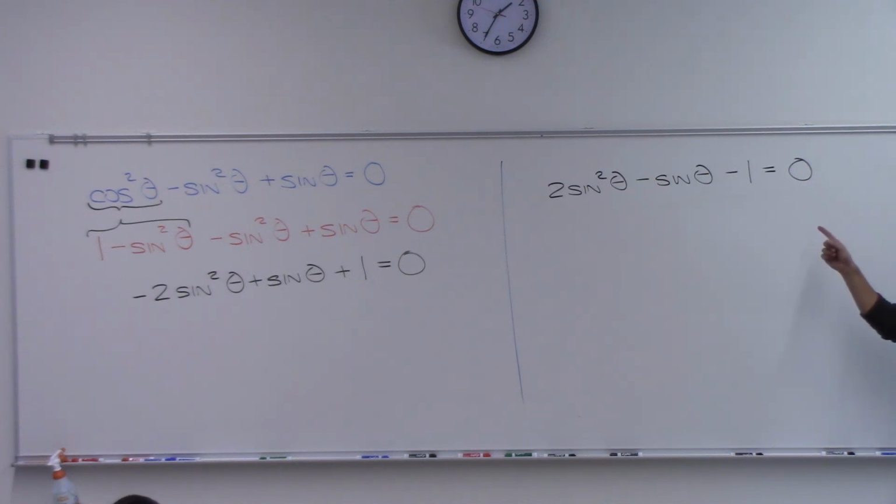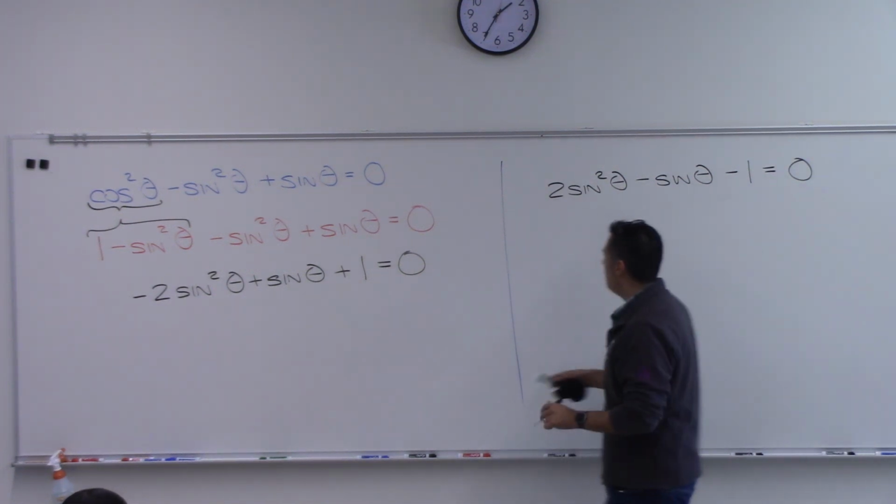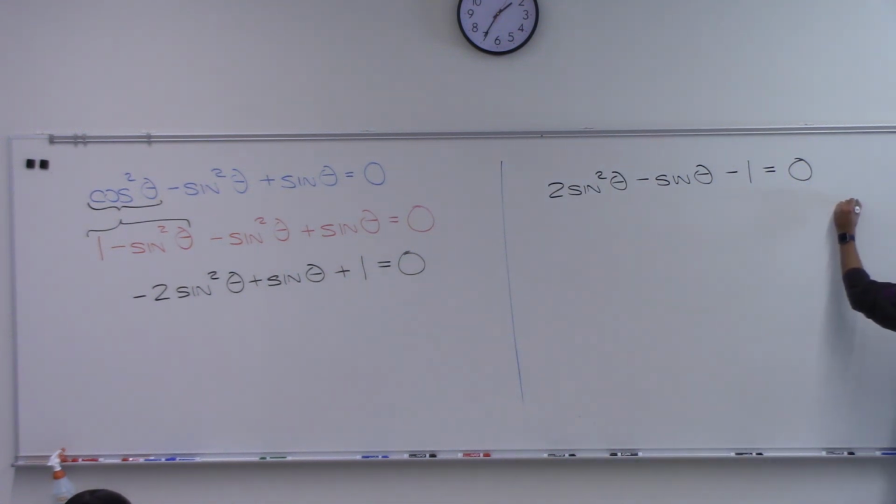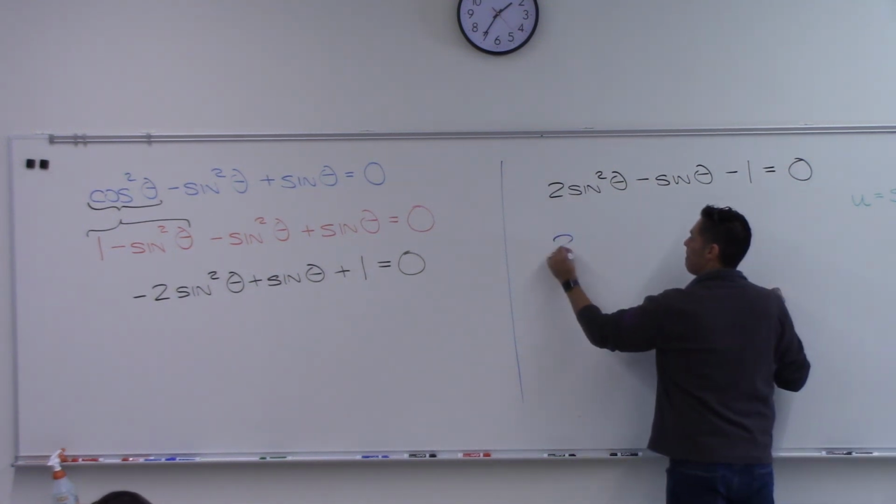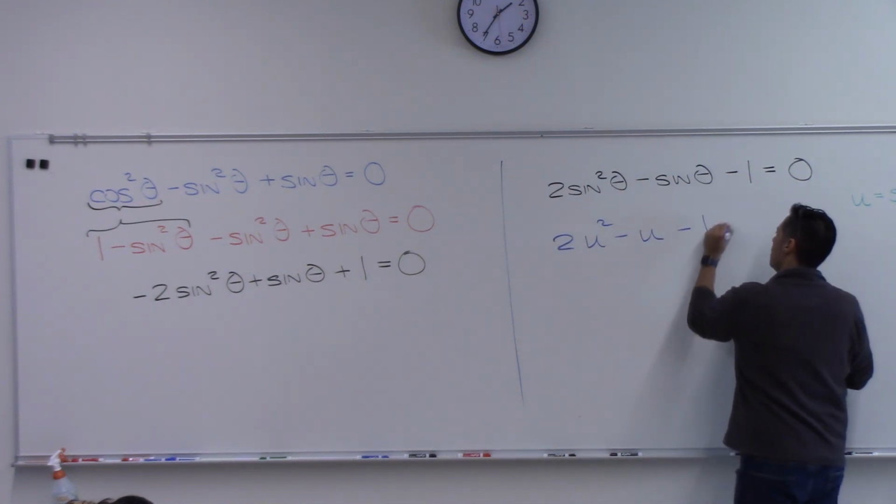Is that legal? Is that a fair move for you, multiplying both sides by -1? Yeah? Okay. Now I'm going to make a substitution here just to help you see this. Everywhere that I see a sine theta, I'm going to replace it with u. Everywhere I see sine theta, replace it with u. What's the new equation become? What do we have? 2u squared minus u minus 1 equals 0.